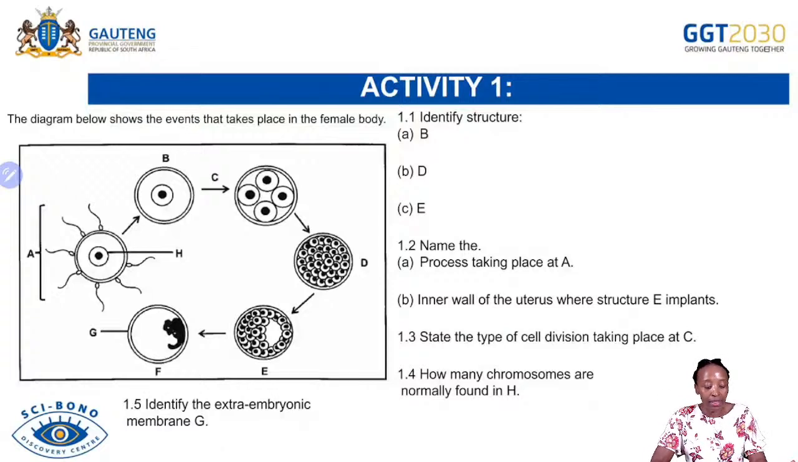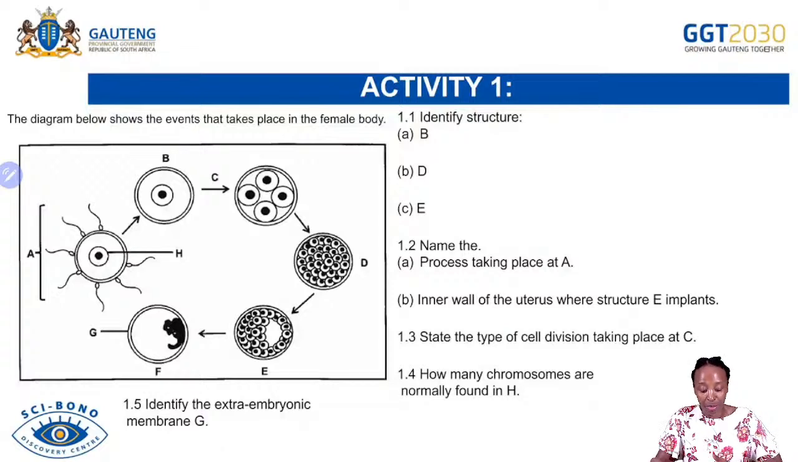So here we are looking at the diagram that shows the events that take place in the female body. This is a very familiar diagram. Those of you who are used to practicing as many questions as possible when they study, you can already tell what is going on there because this is the diagram that you've seen before so many times. So we always say to you, if you get questions like this in an exam, before you even look at the question, you study the diagram. So you study the diagram, you try and identify all the things that are happening there. If there's labels, you write down the labels so that by the time you get to the questions, you already have answers. It makes it so easy.